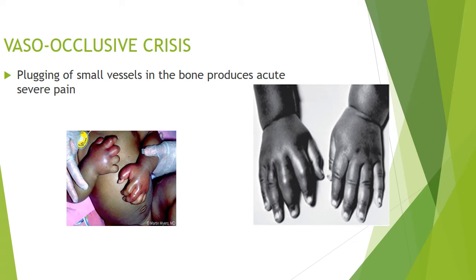Vaso-occlusive crisis. In the vast majority of patients with sickle cell anemia, the vaso-occlusive complications of the disease are much more clinically troublesome than is the anemia, which is usually well tolerated. There is plugging of the small vessels in the bone that produces acute severe pain. In children, hands or feet are affected, known as dactylitis. In adults, the femur, humerus, ribs, and pelvis, as well as the vertebrae are affected. In the figure, you can see the hands and feet in children, known as sickle cell dactylitis.